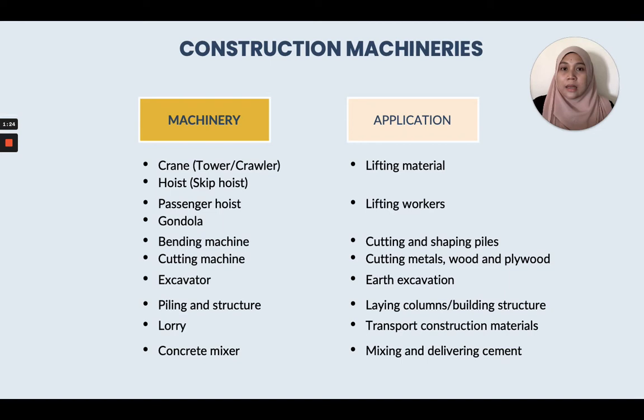Construction is an inherently dangerous industry, and much of the risks stem from the use of machineries and equipment. So this slide shows some of the machineries used and their intended application. For example, crane and hoist is used for lifting material, passenger hoist and gondola is used for lifting workers, bending and cutting machine is used for cutting and shaping piles, excavator for earth excavation. Apart from that, there are a lot of heavy-duty vehicles coming in to deliver material, for example, lorry and concrete mixer truck.